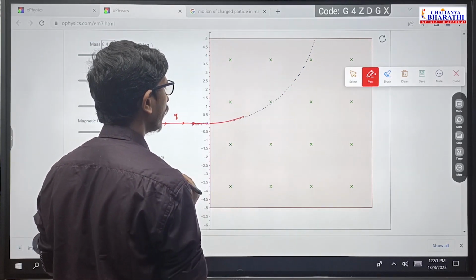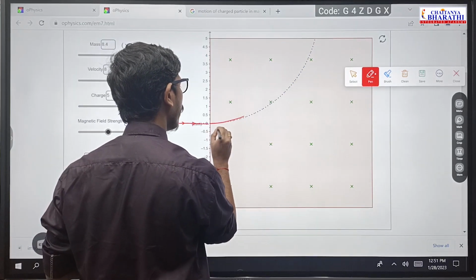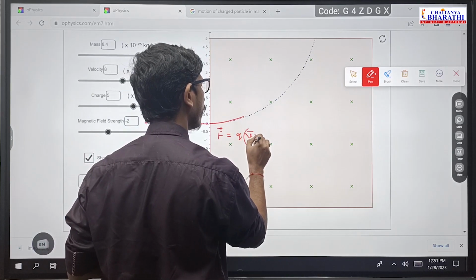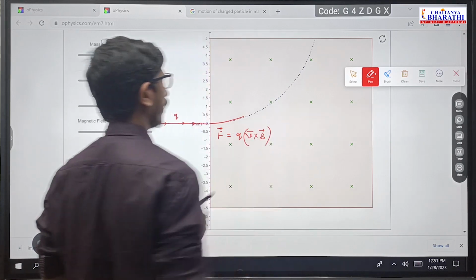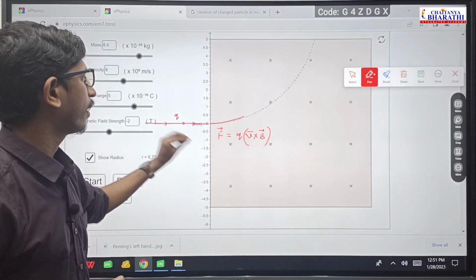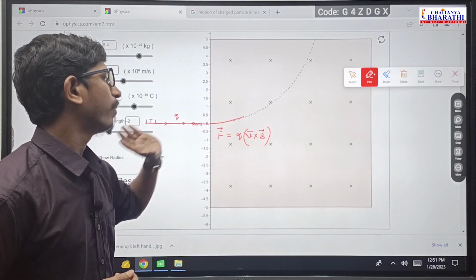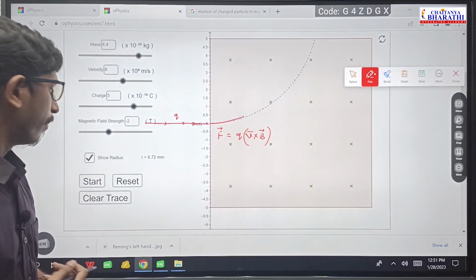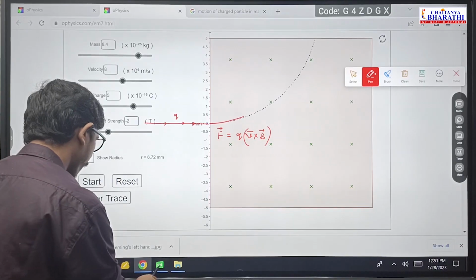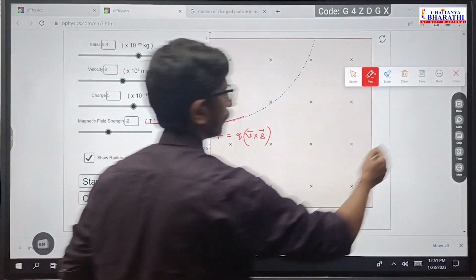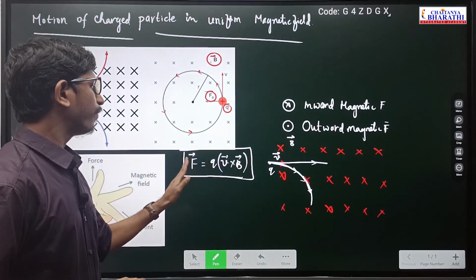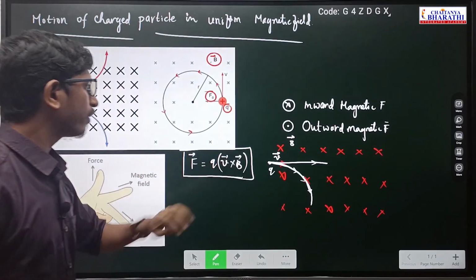How is the force going to be? The force vector F bar is equal to q into V bar cross B bar. This is the magnetic force acting on the charged particle when it enters a magnetic field. Now, how you determine its direction also matters. Let's understand its direction. So the magnitude, F bar equals q into V bar cross B bar, that's how you can calculate.